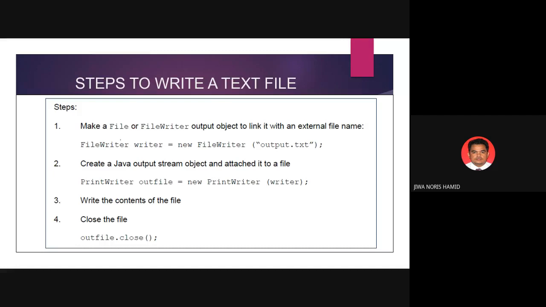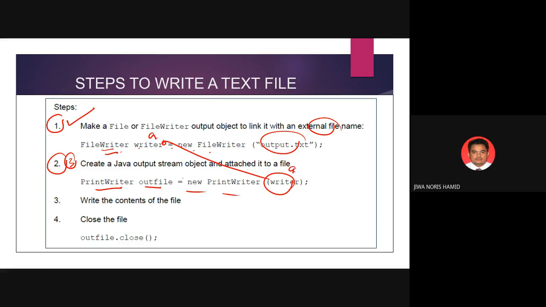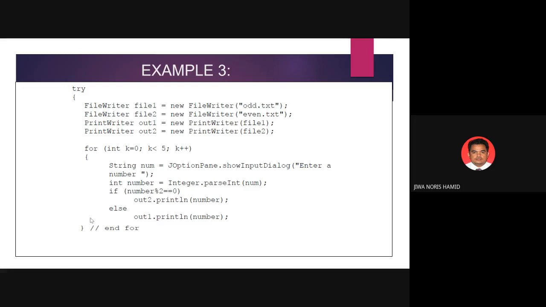Okay, tadi kita guna file reader kan? Now kita guna file writer. File writer equal to new file writer. Then here we create object to link with external file name, save. Cuma tadi file reader, this one file writer. This one clear nah? And the second one, tadi kita guna input stream, now output stream. Tadi kita guna buffered reader, now kita guna print writer. Out file, new print writer, then writer. Writer here refer to this name. Kalau ini A, ini pun kita ganti dengan A. And then we need to write the contents of the file and then close the file. Okay, clear? Okay, like this one.